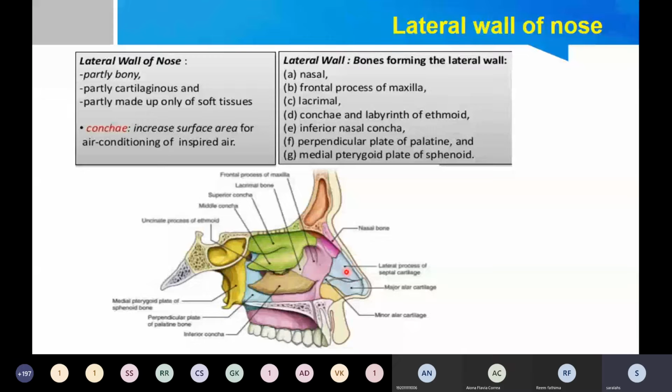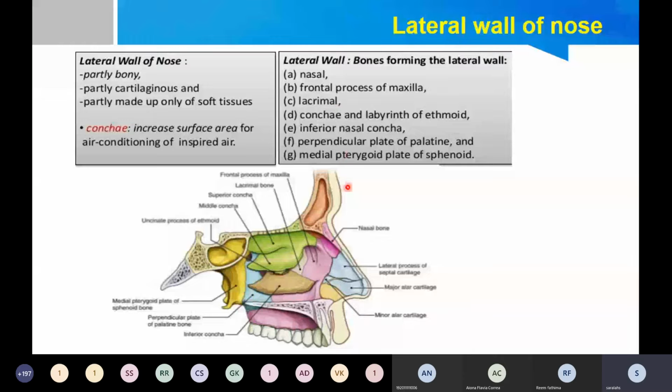Okay, so then the perpendicular plate of the palatine bone. This is the palatine bone. The one which is ascending up here somewhere will be the perpendicular plate of the palatine bone. You are seeing here, see there, this is the perpendicular plate of the palatine bone. Posterior aspect is mainly bony.